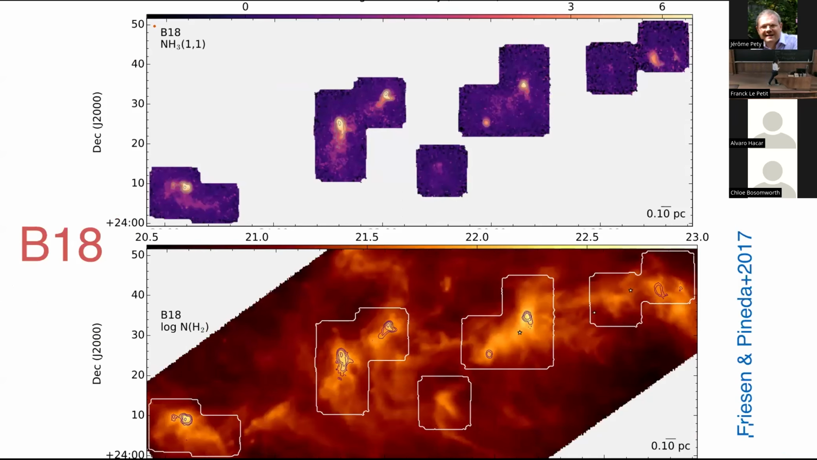Then we go to a place like Taurus, a much more quiescent, lower density environment. And you can see that, again, the cores are very, very nicely mapped, but they do have some extensions.